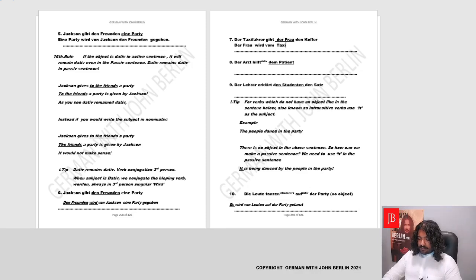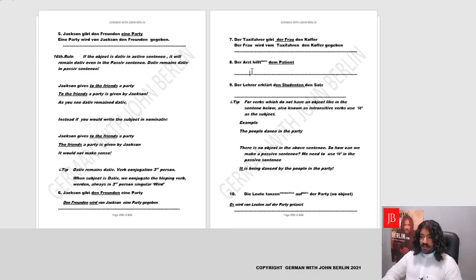Vom Taxifahrer. So to the lady, the suitcase is being given by the taxi driver. What is being given? The suitcase, that's accusative. It will remain accusative: den Koffer. Der Frau wird vom Taxifahrer den Koffer gegeben. To give is geben. In perfect, you add a GE and end it with EN, so it becomes gegeben.